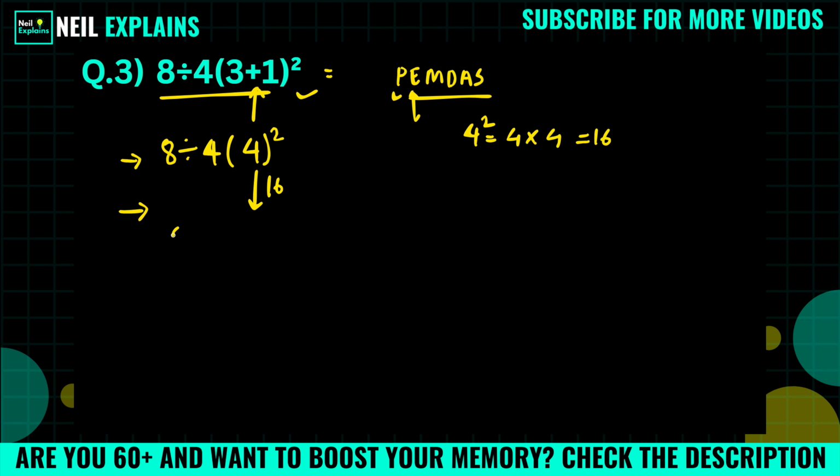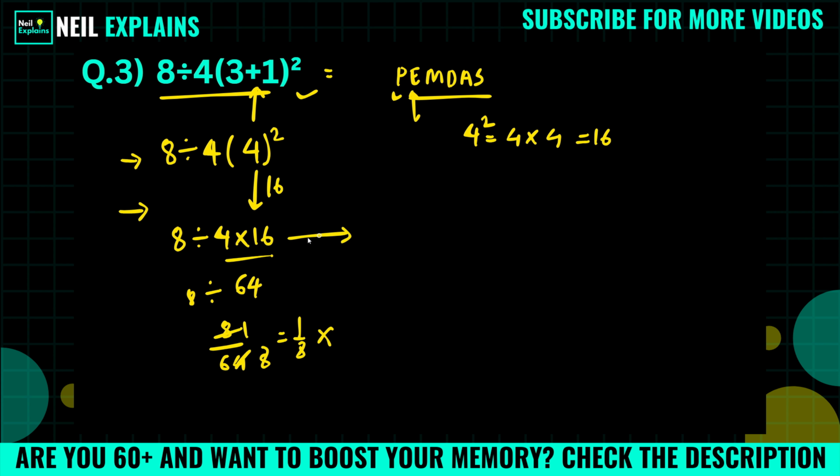So our equation will be 8 divided by 4 into 16. We can write it like this. So don't solve it like this: 16 into 4, that is 64, divided by 8, and 8 divided by 64, that is 1 by 8. This is the wrong way.